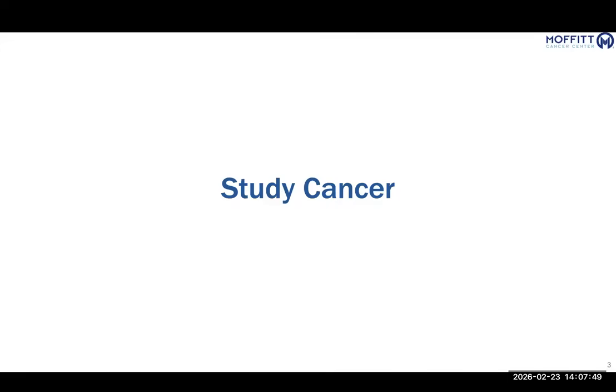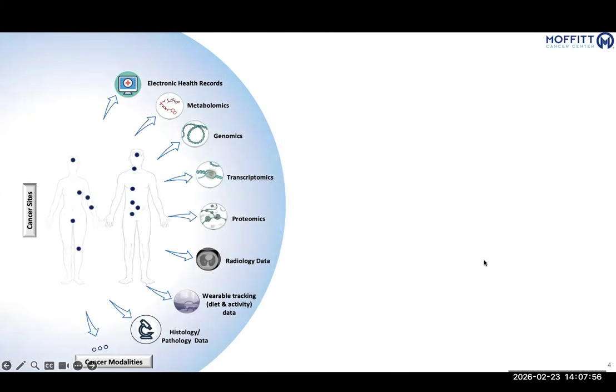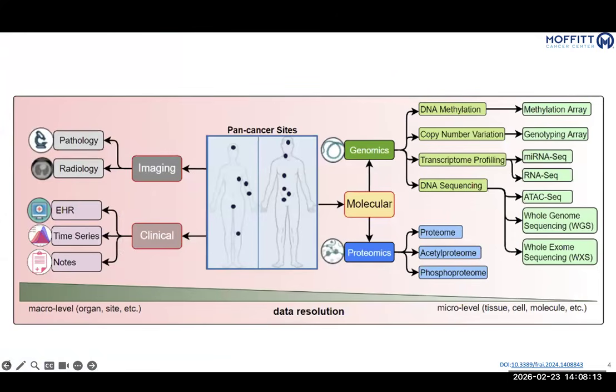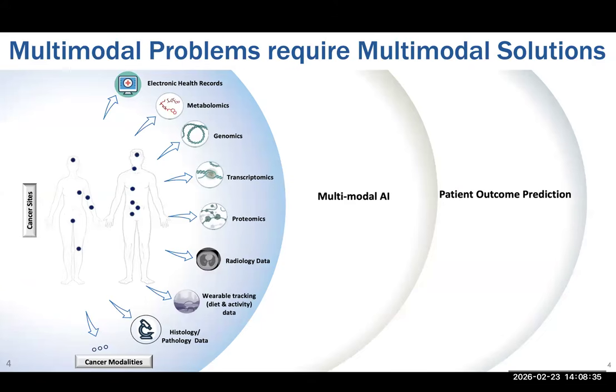We started looking at cancer data from the perspective of multiple modalities. And why? Because cancer, just like any other biological system, is multimodal in nature. We gather patients' data in the form of electronic health records, molecular data, radiology images, pathology images, and so on. All of these are individual modalities. These modalities range in resolution from the macro level, such as an organ or site, to the micro level, such as tissues, cells, and molecules. Each of these data modalities brings in a somewhat different aspect of the disease. So to understand this multimodal problem of cancer, we need to innovate and come up with multimodal solutions.